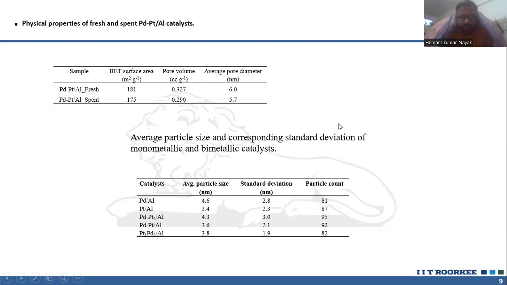From EDX analysis we can get the elemental composition, and for the physical properties of the catalyst, the BET surface area is measured. The palladium platinum catalyst has a BET surface area of 181 square meter per gram, pore volume is around 0.327, and average pore diameter comes out to 6 nanometer. And for average particle size and corresponding standard deviation, we have monometallic and bimetallic catalysts.